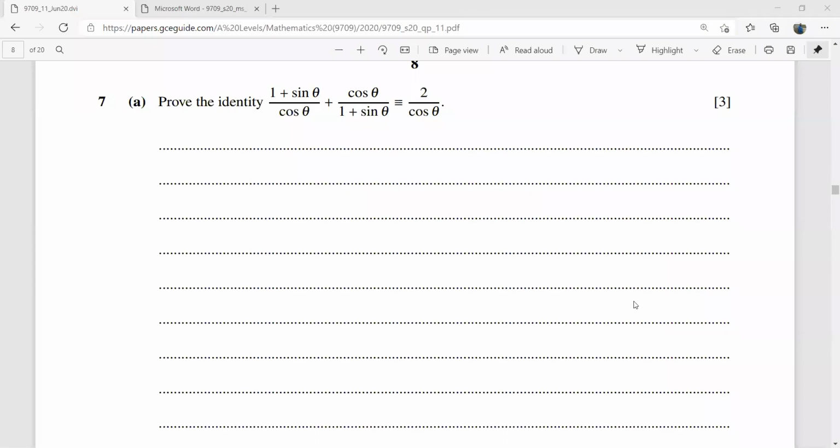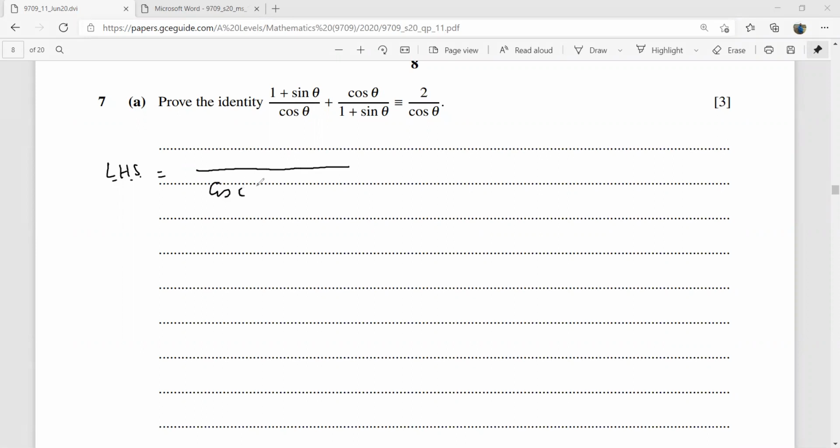Okay, we're resuming this paper 11 of June 20. Look at this question number 7. This is from trigonometry. This is a straightforward question. You can't have an easier question than this. So you take the LCM straight away.